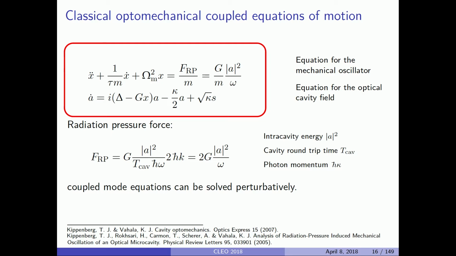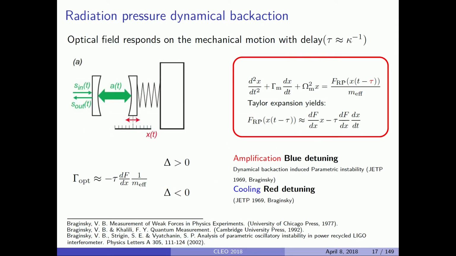Let's take a look at this first equation here of the mechanical oscillator. We've written it here in a slightly different form with a damping rate gamma m. This equation is nothing else than a damped harmonic oscillator with eigenfrequency omega m that's driven by radiation pressure. To understand in a nutshell this effect that Braginsky was considering already in the 60s, this amplification and cooling, all you need to do is go to this equation of the mechanical oscillator and ask yourself, what happens if you were to displace the mirror very quickly? So you have this cavity here and you quickly displace the mirror.